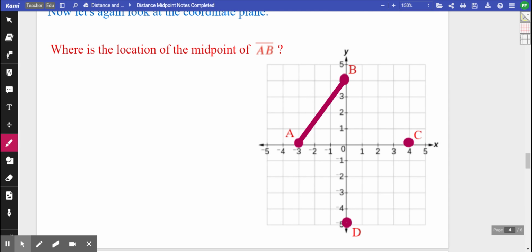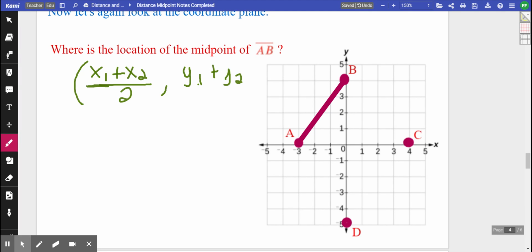So the way we write out our formula for that is x1 plus x2. We're going to average our x's, so x1 plus x2 over 2, comma, because our answer is going to be a coordinate: it's going to have an x value, comma, a y value. And then we're going to do the same thing for y. So we average our y's, y1 plus y2, and divide that by 2.